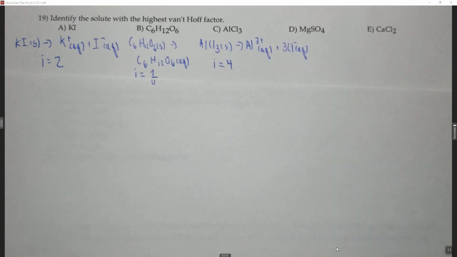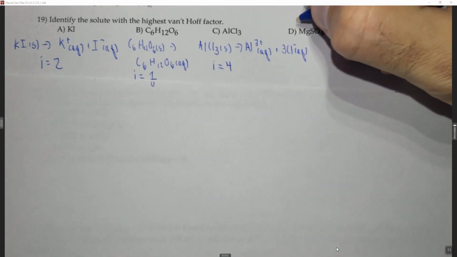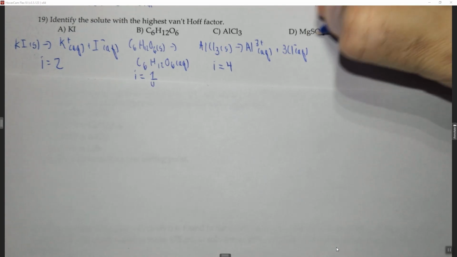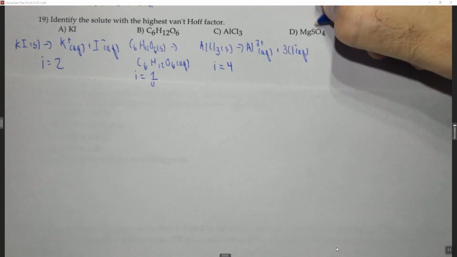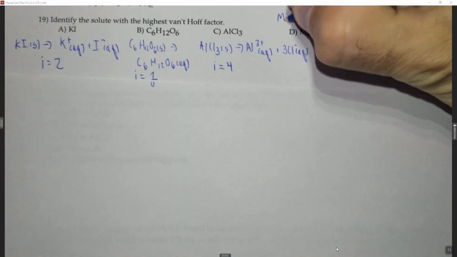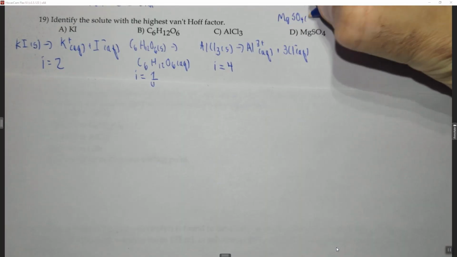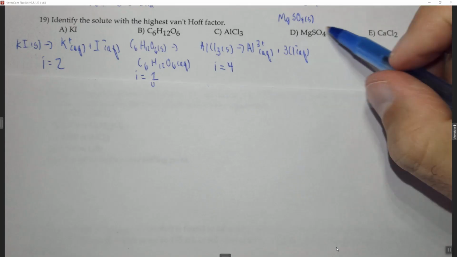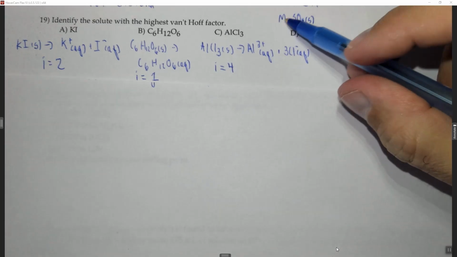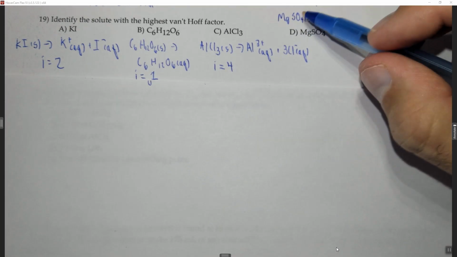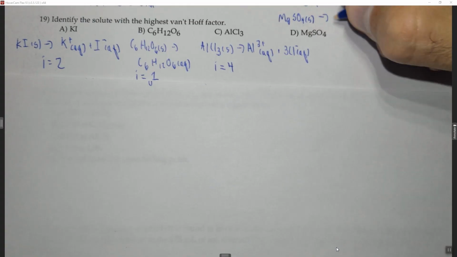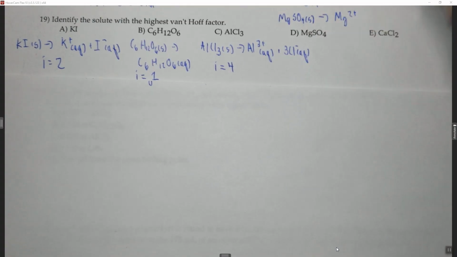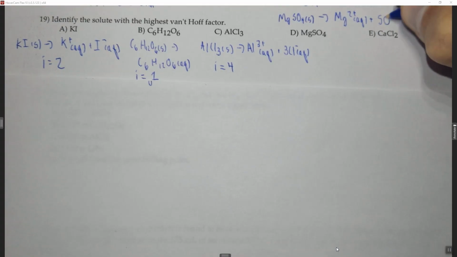Next thing, magnesium sulfate. This brings up an important example. I'm going to write the magnesium sulfate up here. The magnesium sulfate is an important example because we have a polyatomic ion. So if we start with magnesium sulfate, solid, the metal and the polyatomic ion will dissociate, but the polyatomic ion stays intact. So what you end up with is Mg2+, magnesium is a 2A metal, aqueous, plus SO4 2- aqueous.